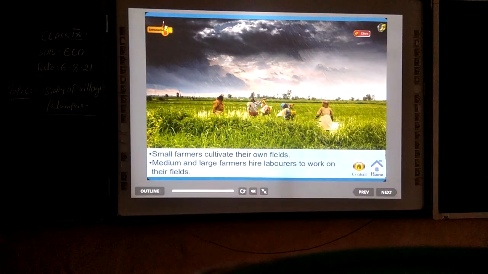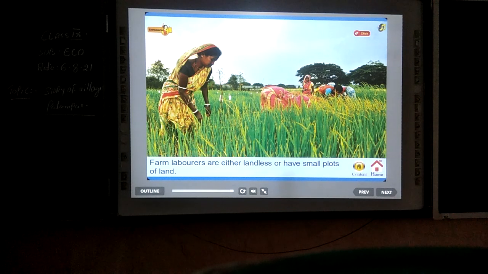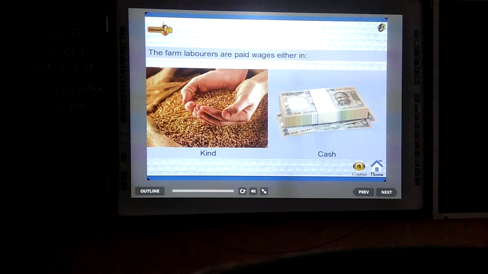Small farmers cultivate their own fields. Medium and large farmers hire laborers to work on their fields. Always small farmers cultivate their own field, whereas the medium and large farmers hire laborers to work on their field. Farm laborers are either landless or have small plots of land. The farm laborers are paid wages either in cash or kind.